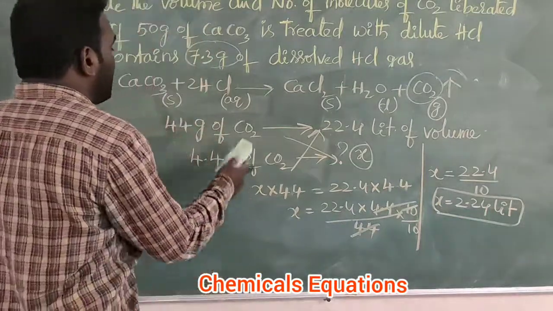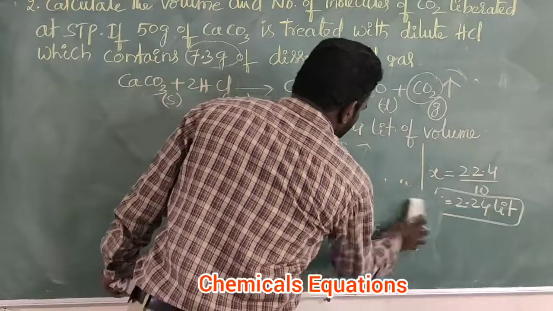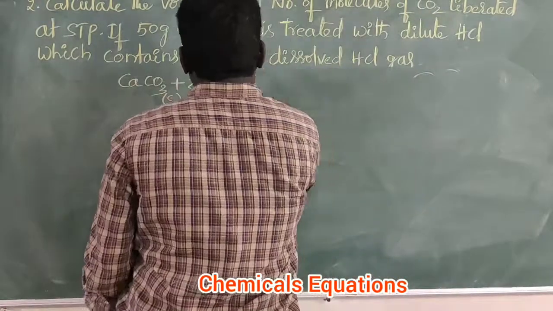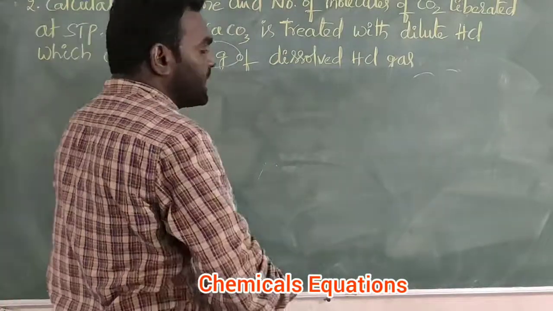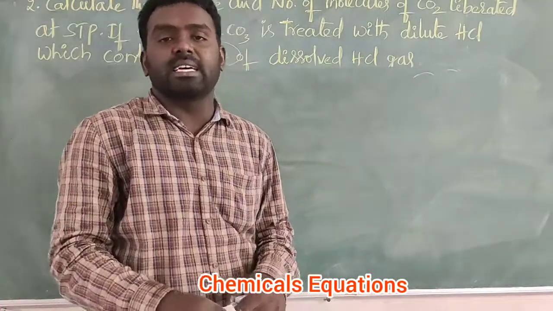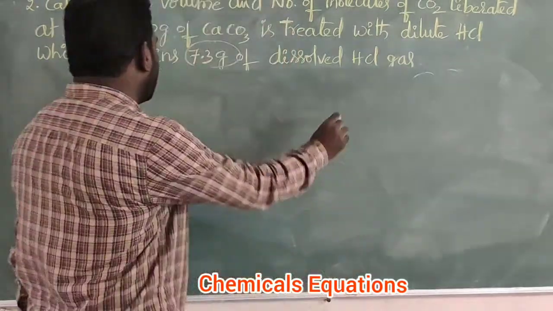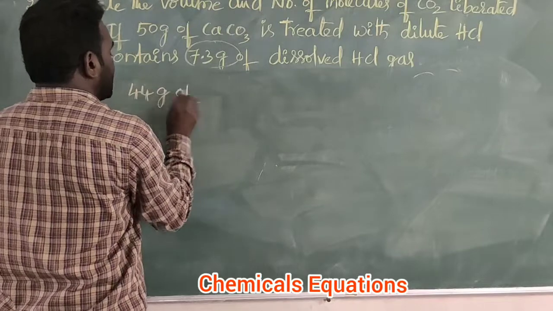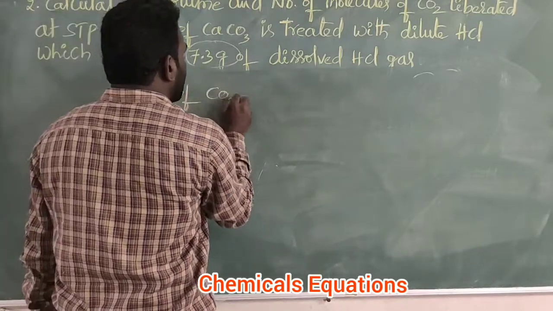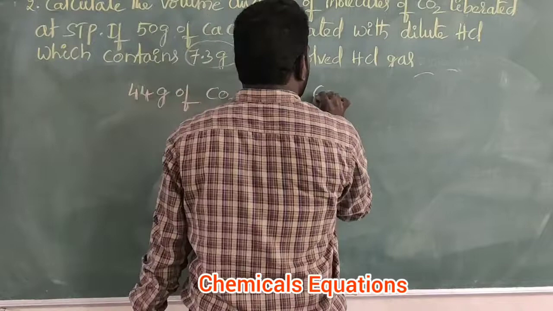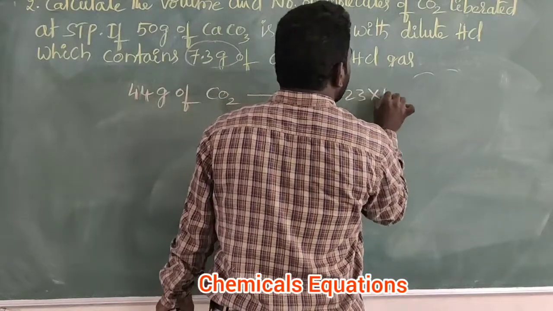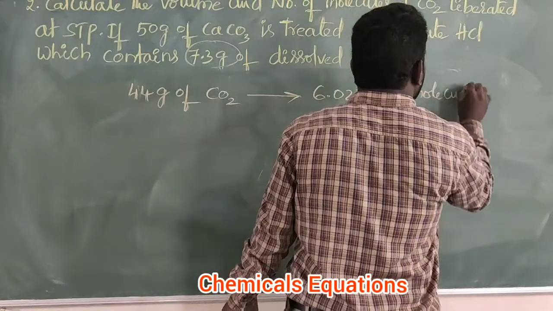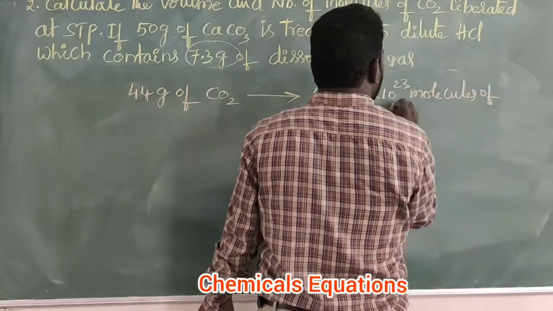And then the next is the number of molecules. You know that just now I discussed that 1 mole of any gas contains Avogadro number of particles. So see here, 44 grams of carbon dioxide contains 6.023 into 10 to the power of 23 molecules of carbon dioxide gas.